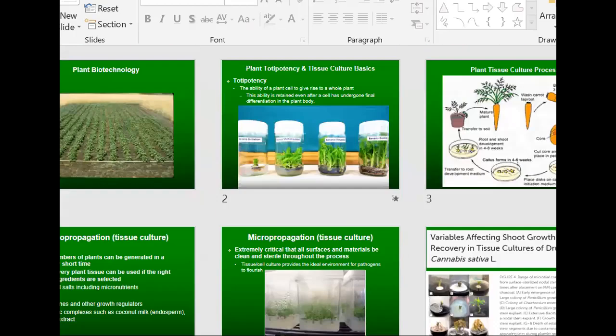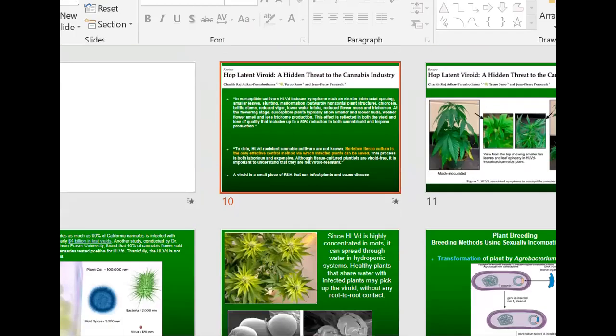The slide set on the tissue culture. Let me pull that up.